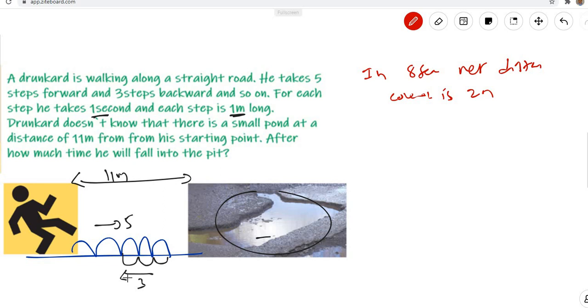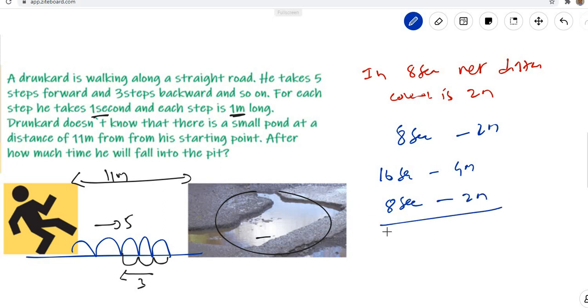But how much time is it taking? 8 seconds. Now let us take another 8 seconds. He'll walk for another 8 seconds, another 2 meters. That means after 16 seconds, he covered 4 meters. He'll walk another 8 seconds, and again he'll cover 2 meters. After 24 seconds, he traveled, but covered only 6 meters. Now listen.